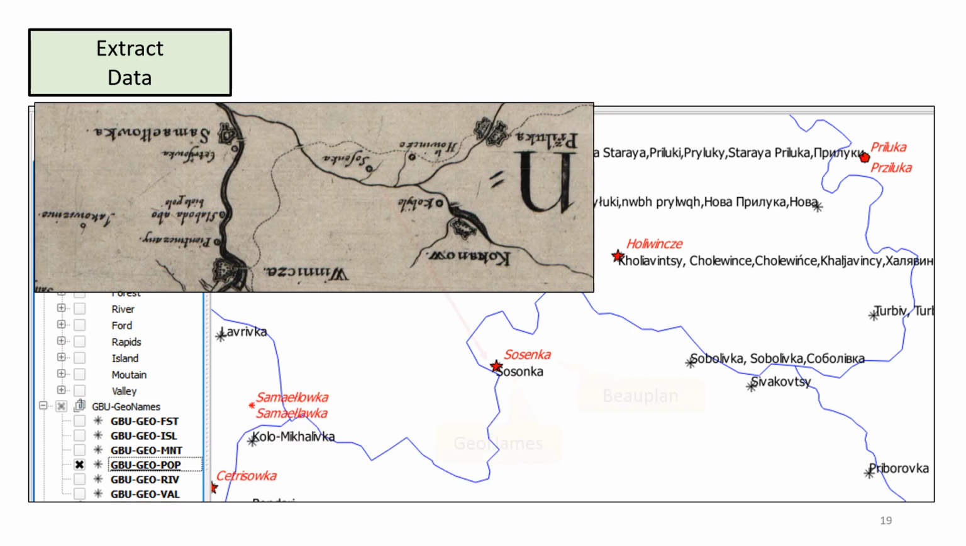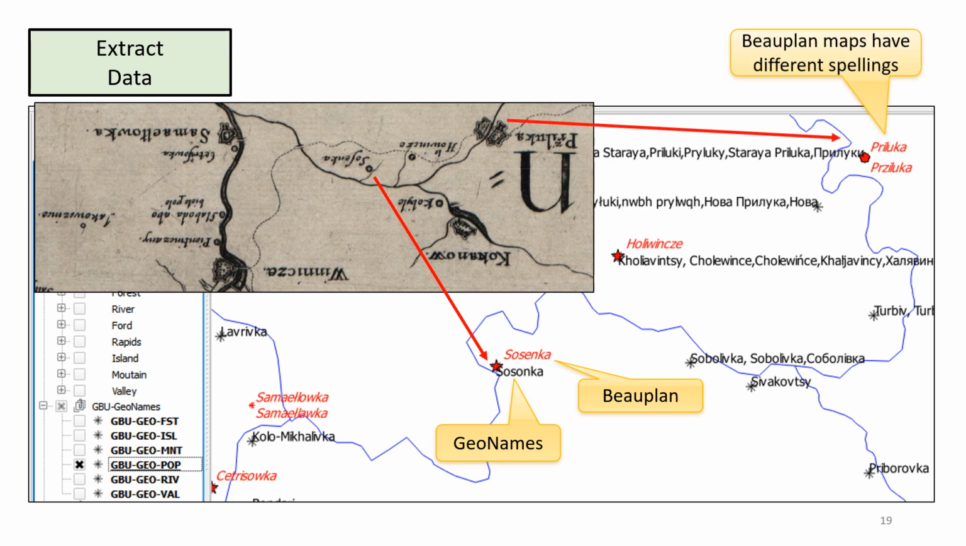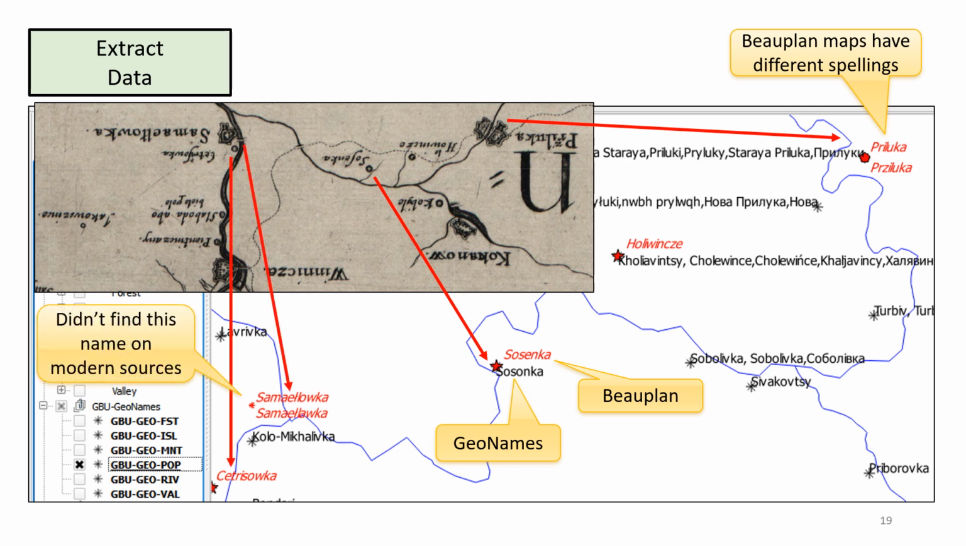Per the preceding example, we see that Beauplan's place named Sosanka appears in the GeoNames database as Sosanka. We also see the two Beauplan spellings for the associated modern place named Priluki. And we see a place on a Beauplan map that we could not associate with a place in the GeoNames database or on the Google map, but which we placed as shown based on surrounding landmarks.